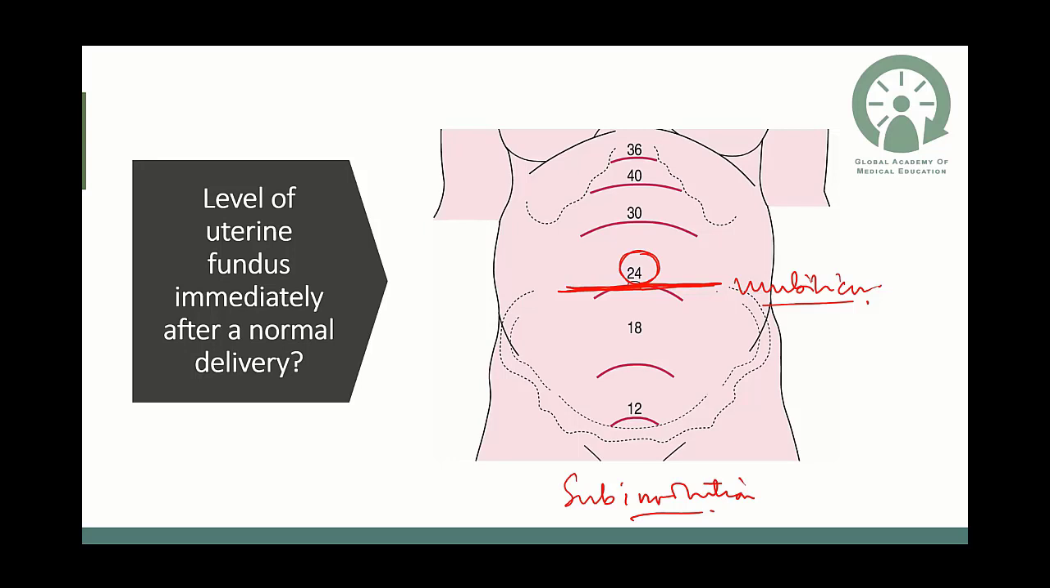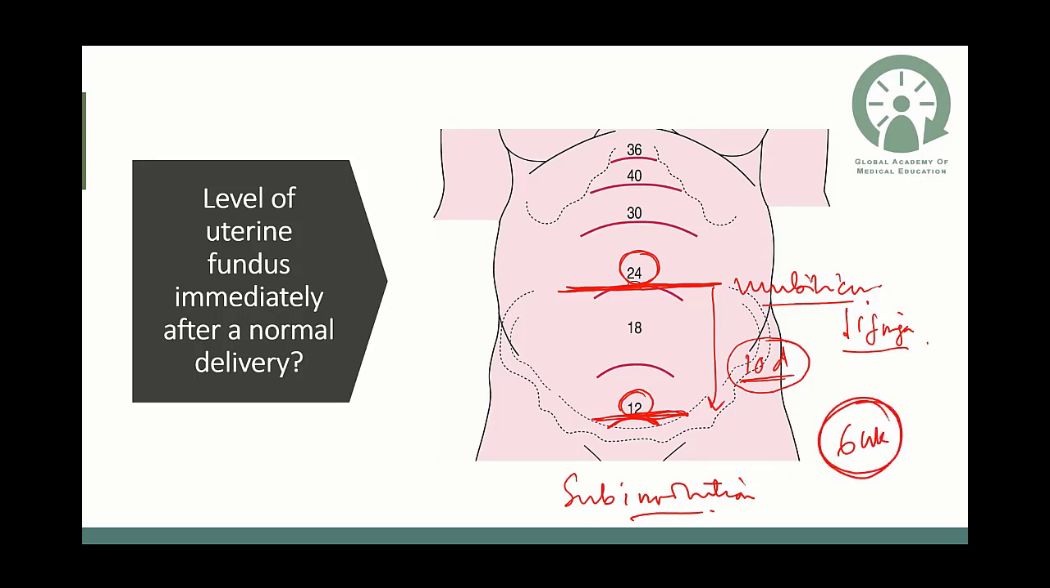And by 10th day, every day it should go down by one finger breadth, it should retract every day, and by 10th day it should become absolutely pelvic or just palpable, which we call the level of the 12-week pregnant uterus, right? So it should take 10 days, and the uterus goes back to its normal non-pregnant size at 6 weeks. So 6 weeks is complete.